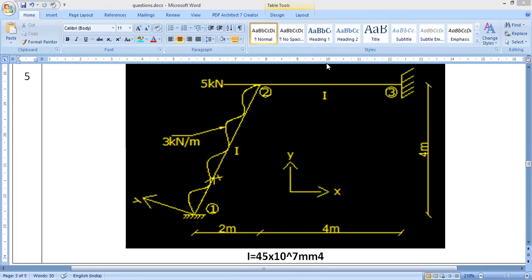And also you should see that in this case, the coordinates here, if this is 0, 0, x is 0 and y is 0, and the coordinate of joint 2 is x equal to 2 meters and y equal to 4 meters. Coordinates are 2, 4, and that of joint 3 is 6, 4. Right? Now let us see how to solve this using STAAD Pro.